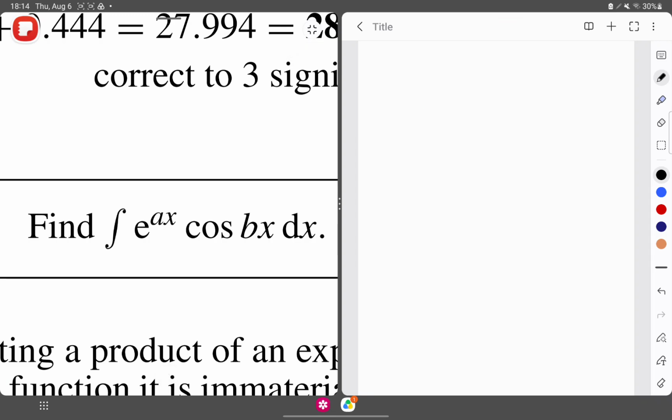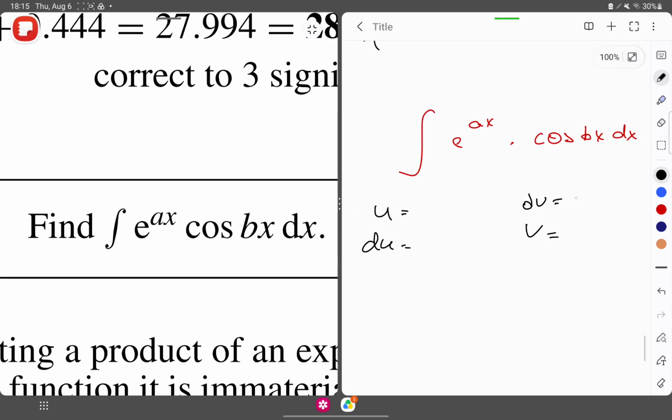So that is a little bit hard for me with a and b like this. E to the power of ax times cos bx dx. So u dv du v. I like writing this. I think that e to the power of ax will be v because it never changed.